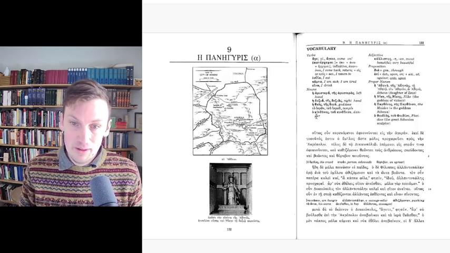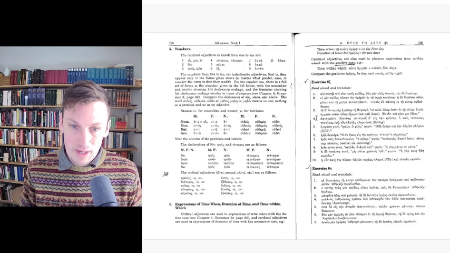And then you get the numbers, which are here at the end of the chapter. 1, 2, and 3, and 4.